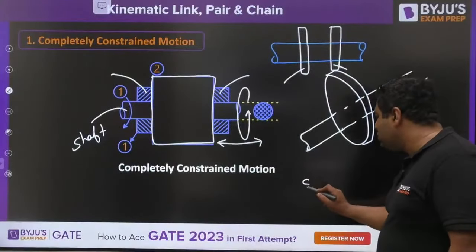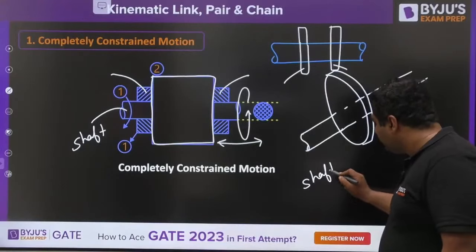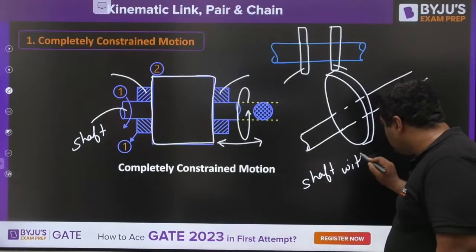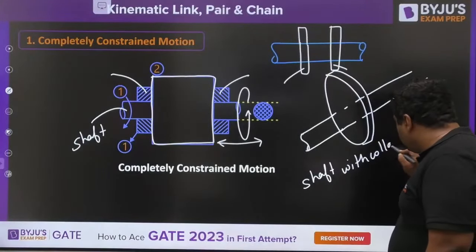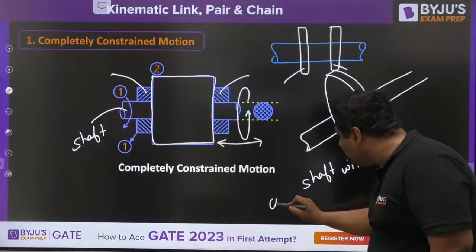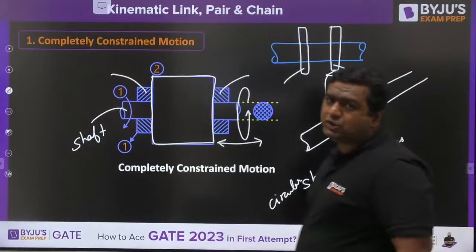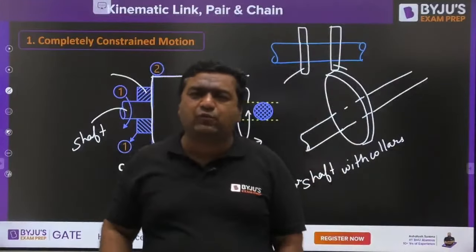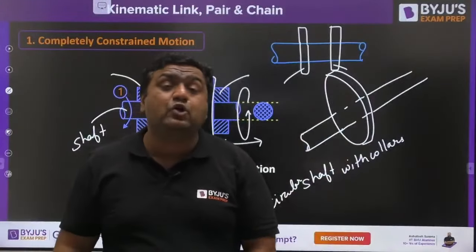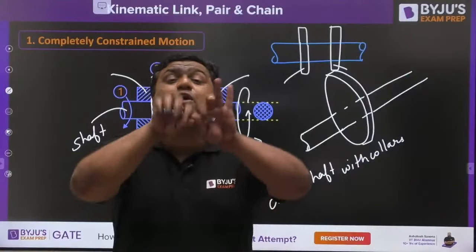So I would be saying shaft with collars. Shaft with collars. Some of you might be thinking that, sir, this time collars are making the motion restricted. So why is it not forcefully? Why is it not successfully? Because my dear, those collars are welded to the shaft.